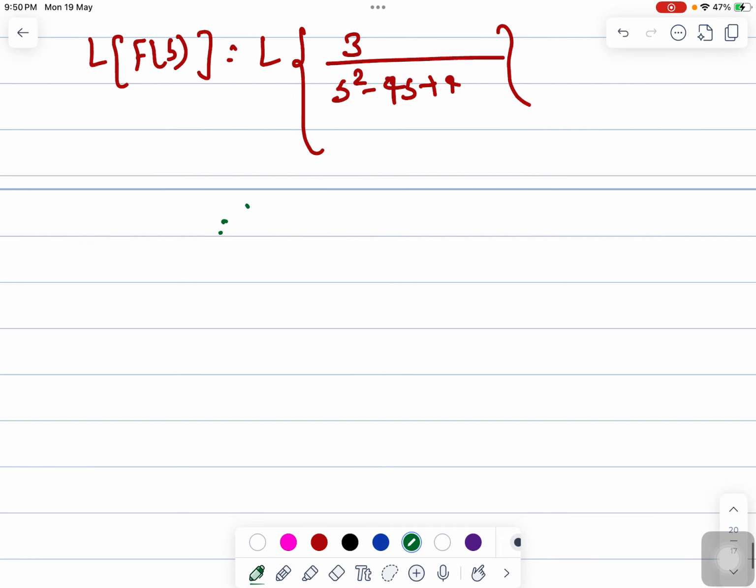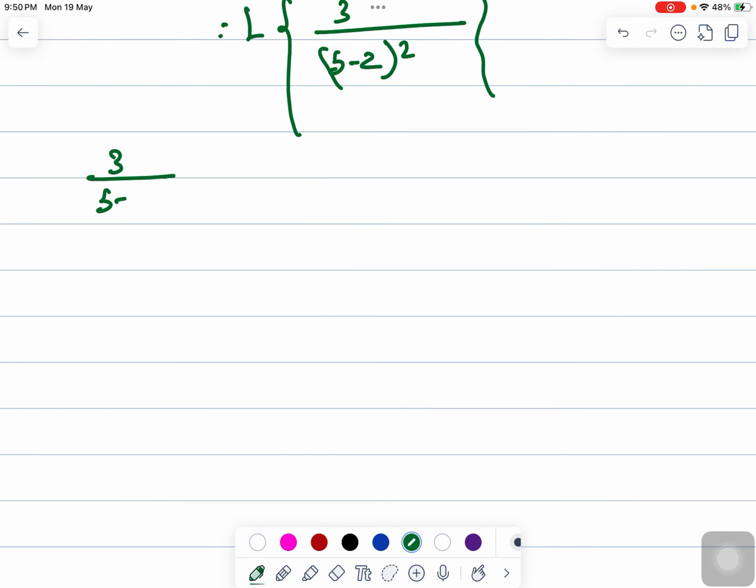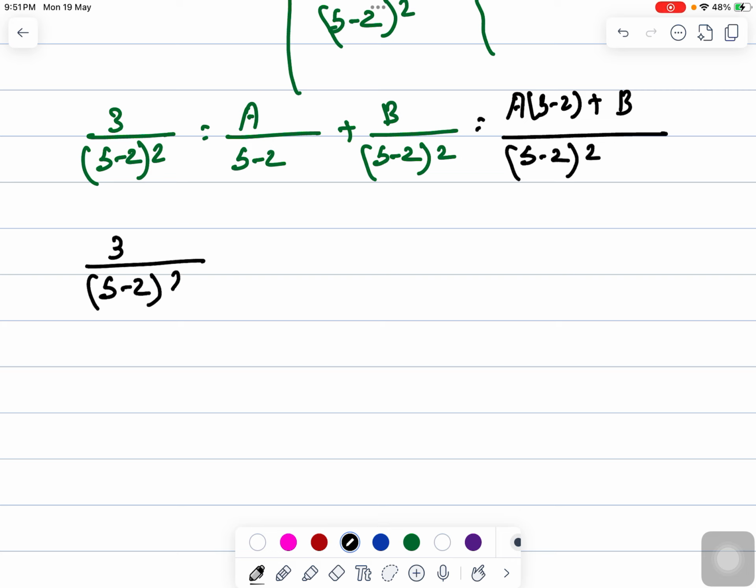So now these things can be converted as Laplace of 3 divided by s minus 2 whole square. Is that clear? So in that case, if I want to do this partial fraction, let's say 3 upon s minus 2 whole square, that can be written as a upon s minus 2 plus b upon s minus 2 whole square. Is that clear? So finally it can be written as a into s minus 2 plus b divided by s minus 2 whole square.